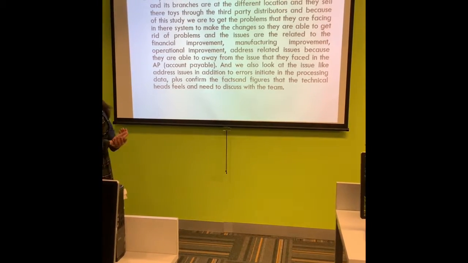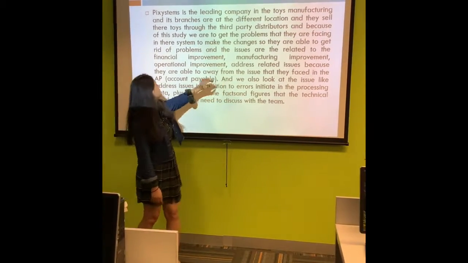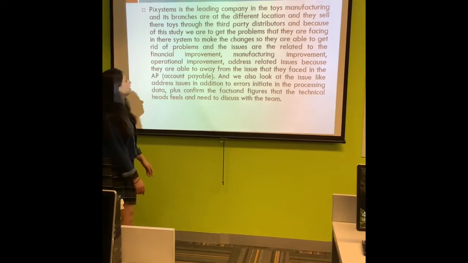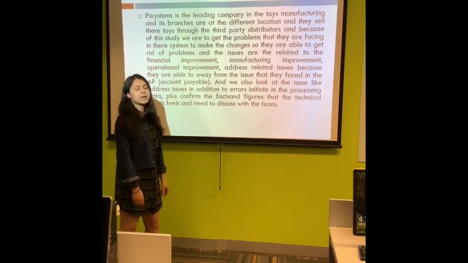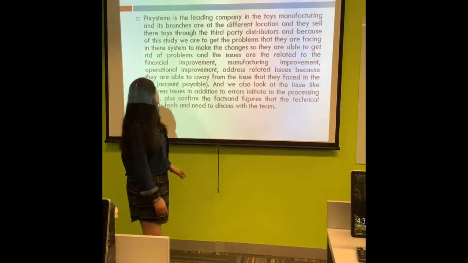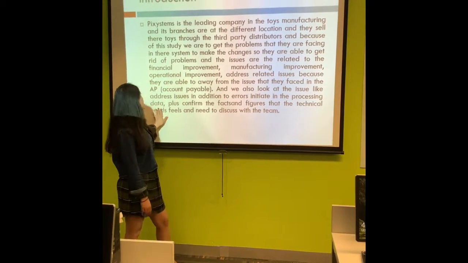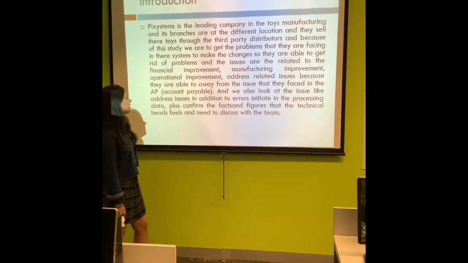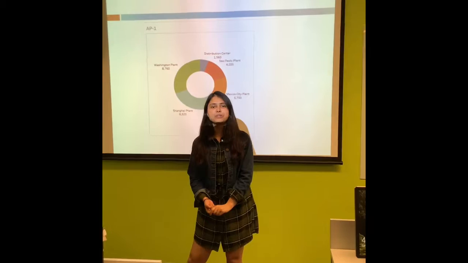improvement. So there are like 5 to 6 kinds of improvement, which are manufacturing improvements, operational improvements, and address related issues, because they want to get away from the issues that they face in AP, and AP is accounts payable. We also look at the address issue, in addition to errors initiated in the process data, plus confirm the facts and figures that the technical heads feel and need to discuss with the team. So as we move further, we can check the diagram.